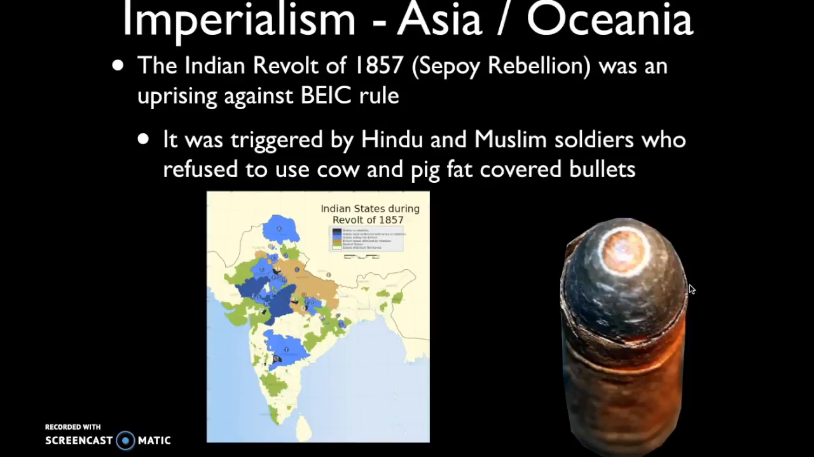This really begins with an interesting story of the British being just culturally unaware. It was triggered by Hindu and Muslim soldiers who were refusing to use cow and pig fat covered bullets. They had to bite the bullets and pull off the cartridges in order to use them, and they were covered with cow fat and pig fat. Cows being a sacred animal to the Hindus, this was offensive to them. There are prohibitions in Islam on eating pork, and so this was offensive to these groups. Ultimately this leads to an uprising, a rebellion, which was not successful. Ultimately it's suppressed by the British.